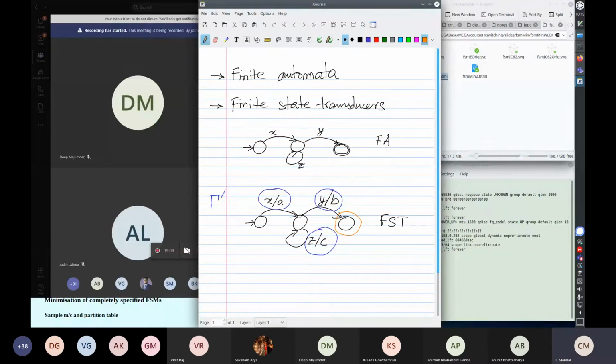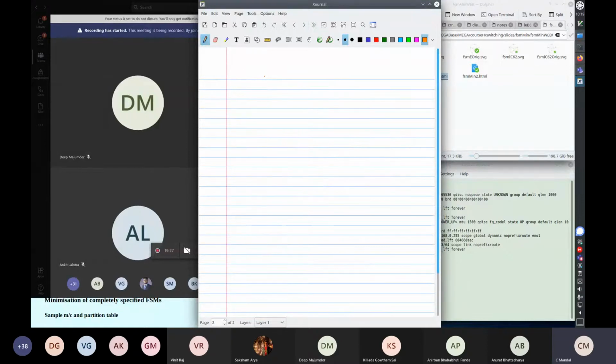All right. So I hope this is clear to you. Finite state transducers and finite automata are computationally equivalent. Okay. So now let us go over to another question. So these are finite automata, right? Finite automata means a fixed number of states, okay?